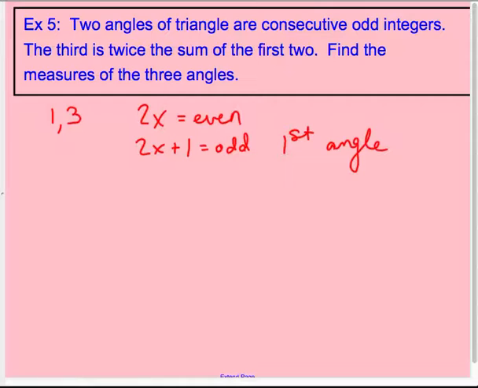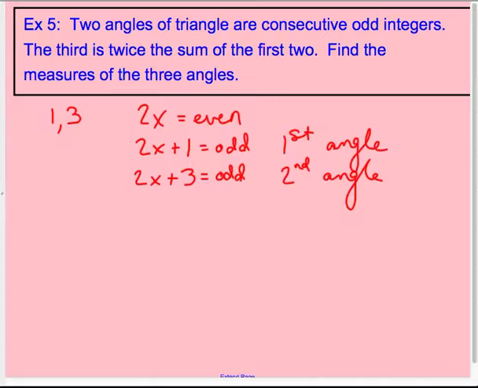All right, well, my next angle is the consecutive, or the next odd integer. So if I know I have an odd integer, how do I get the next odd integer? Well, what did I do to my 1 to get 3? I added 2. So if I add 2 to my first expression, this is my next odd integer, so we'll call this my second angle. All right, so we've got an expression for the first odd angle. We've got an expression for the second odd angle.